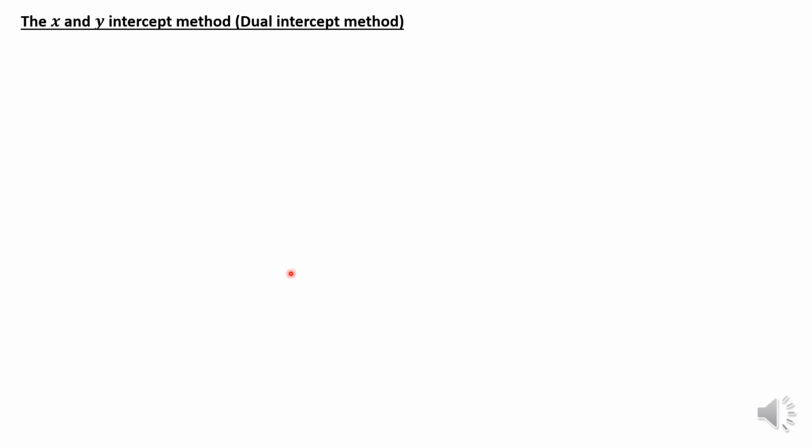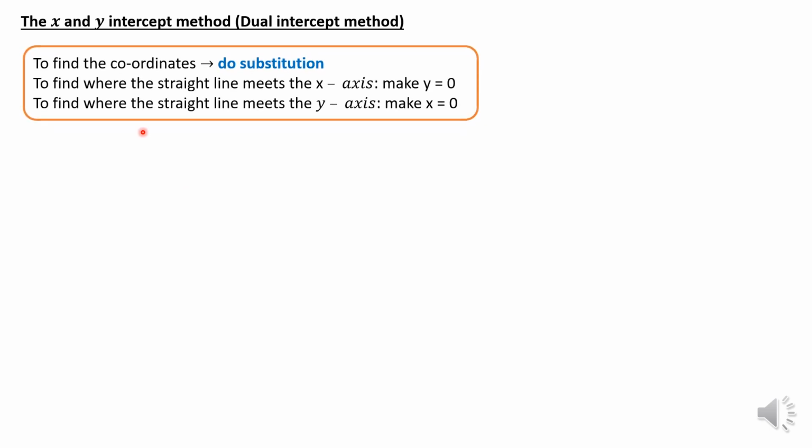So there is another method which is called the dual intercept method. This is when you make x to be 0 and y to be 0. So what we're going to do is find the coordinates. We do substitution. In order for us to find where the straight line meets the x-axis, we're going to make y 0 in our equation. If we want to know where the line meets the y-axis, we're going to make x equal to 0.